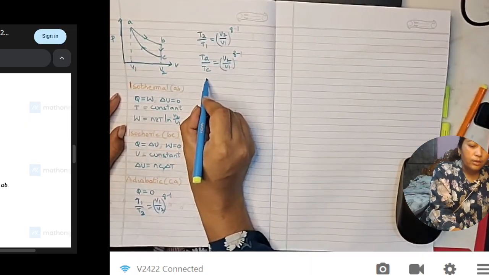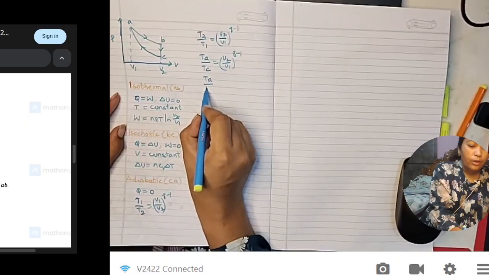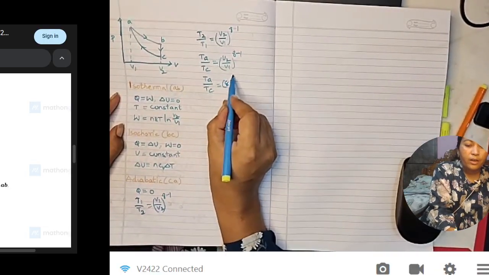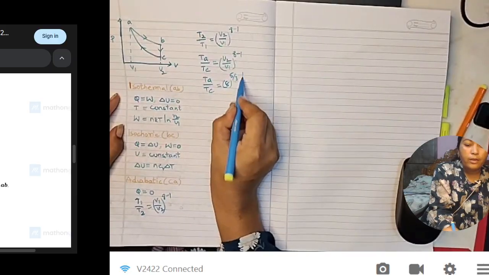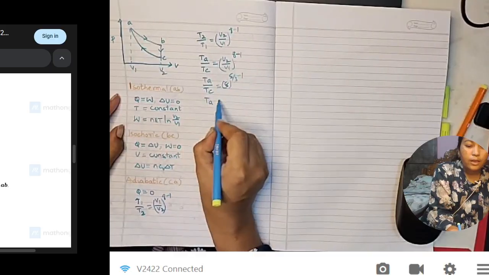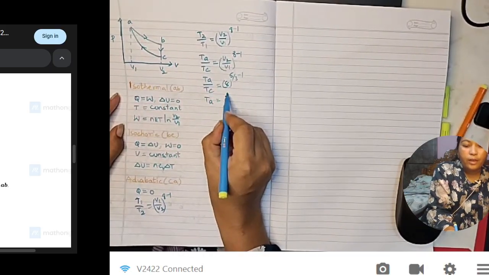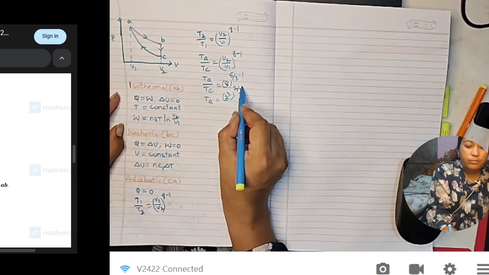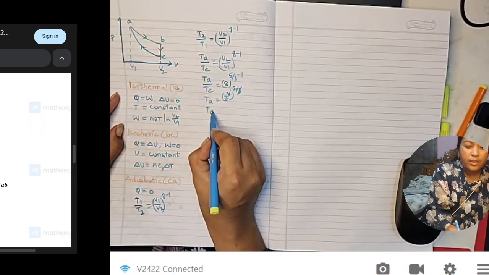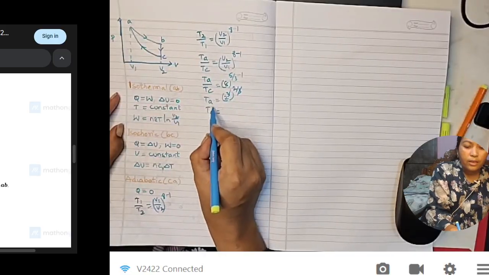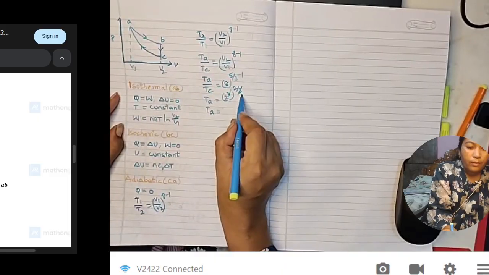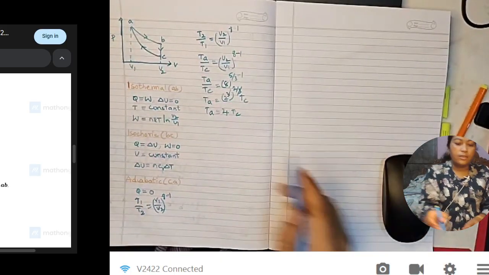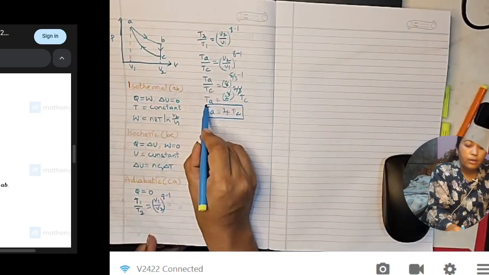From this, TA over TC equals V2 by V1, which they have given as 8, to the power of gamma minus 1. The gamma value we know is 5 by 3, so gamma minus 1 is 2 by 3. I am writing 8 as 2 to the power of 3, so you get 2 to the power of 3 times 2 by 3. The 3s cancel, and you get TA equals 4 times TC.